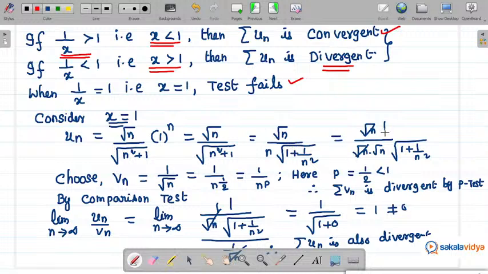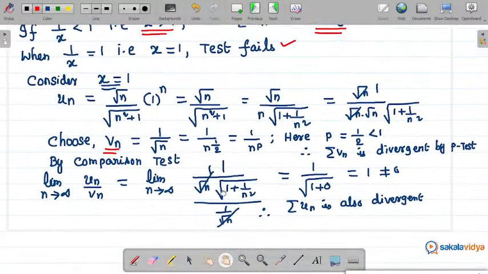So for the comparison test, with either a geometric series or a p series as the auxiliary series, we select 1 by root n. So sigma 1 by root n is the auxiliary series. Choose Vn, the nth term, as 1 by root n, which is 1 by n to the power of 1 by 2, that is 1 by n to the power of p. Here p is equal to 1 by 2, which is less than 1. Sigma Vn is divergent by the p test. So by the comparison test, sigma un converges or diverges as sigma Vn converges or diverges. That means you need to apply the comparison test.